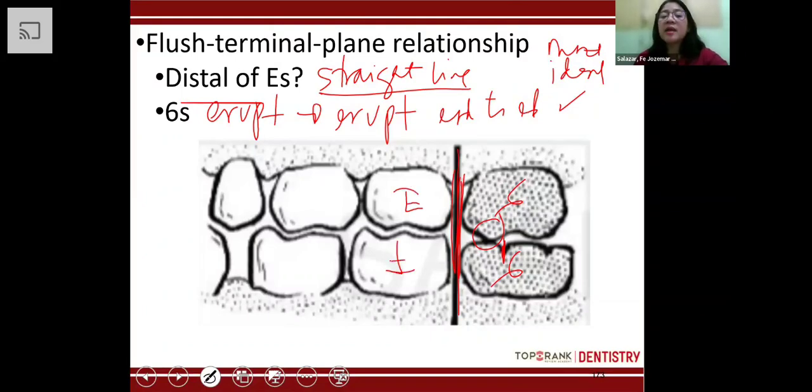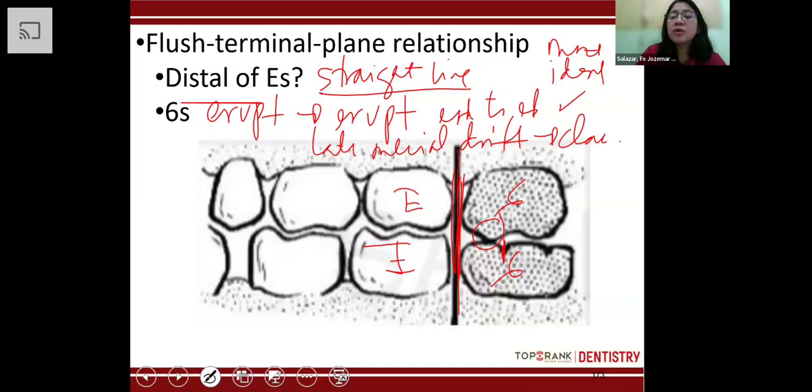But then there is what you call late mesial drift. As I said, our teeth have a tendency to drift mesially throughout life. Because of late mesial drift, it will become class 1. So from end to end, later on it becomes class 1. That's why it's called the most ideal.